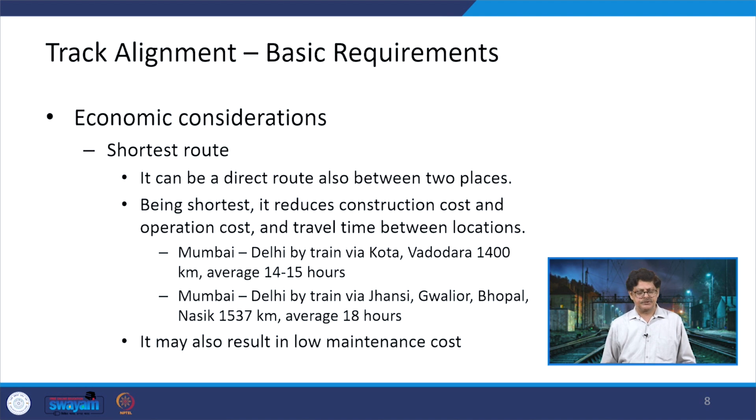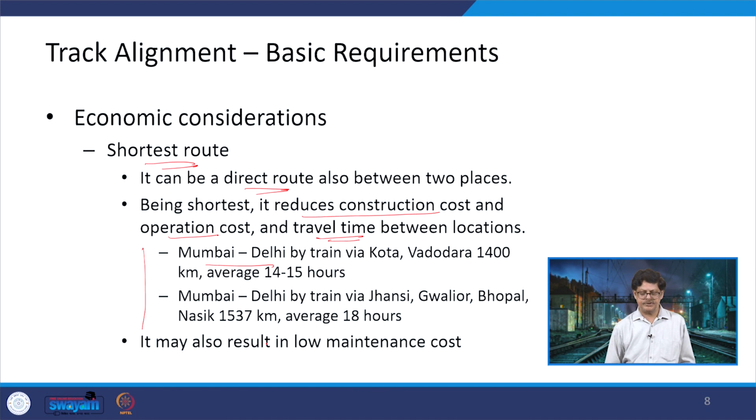Economic considerations: shortest route. The shortest route is always a direct route between the two places. Sometimes, even if it is a direct and shortest route, it may not be feasible. We will be talking about that when we take up the selection of a profile. Being shortest, it reduces the construction cost and the operation cost, as well as the travel time between locations.